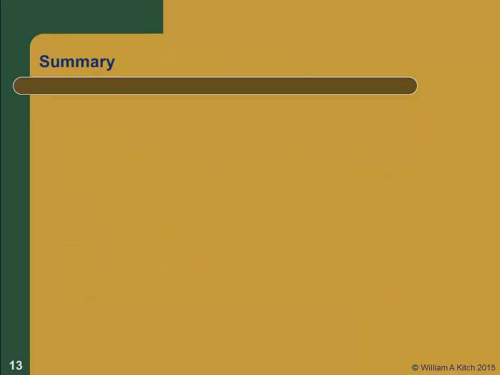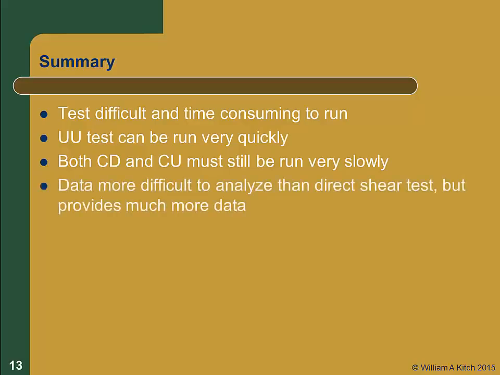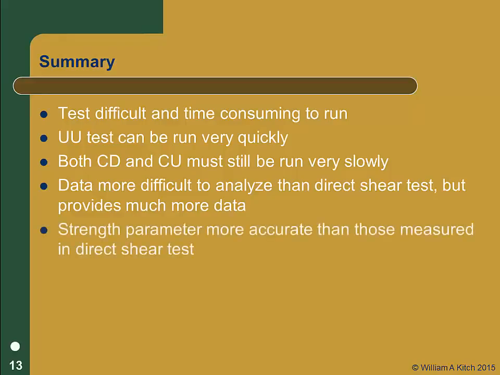So let's summarize. The triaxial test has the following characteristics. The test is relatively difficult and time-consuming to run, with the exception of the UU test, which can be run very quickly. However, both the CD and CU tests must be run very slowly so that shear-induced pore pressures can dissipate or equilibrate throughout the specimen. The data is more difficult to analyze than the direct shear data, but at the same time we get much better information from these tests. Finally, the strength parameters measured in the triaxial test are more accurate than those measured in the direct shear test.